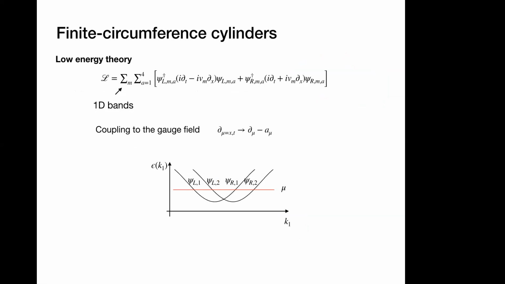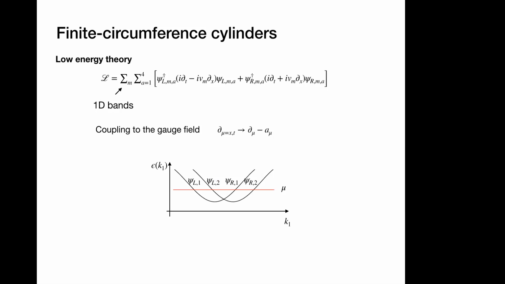Now, the low energy theory description of this quasi one-dimensional system would be in terms of some one-dimensional bands with fermionic left and right moving fields. And again, at the mean field level, these bands will just have some resulting Fermi points that come from the filling.